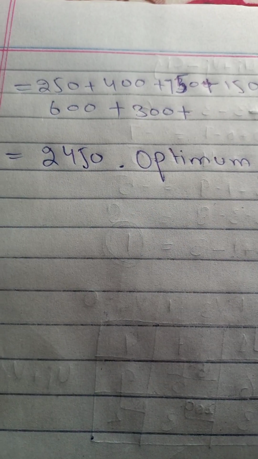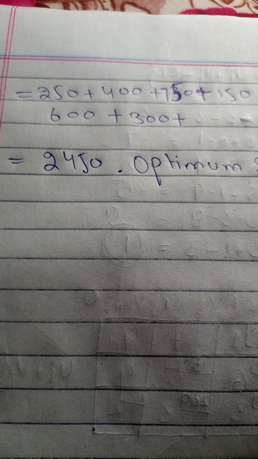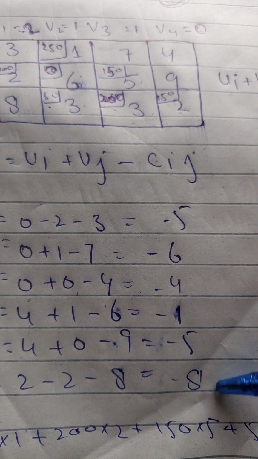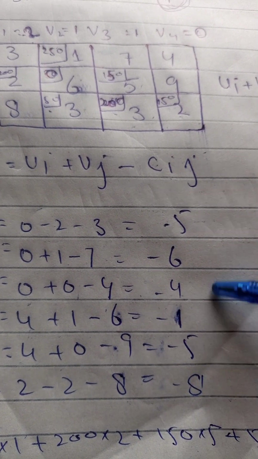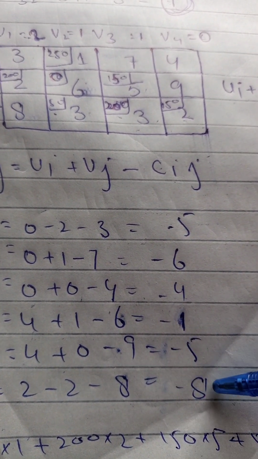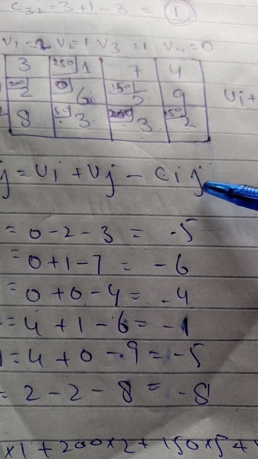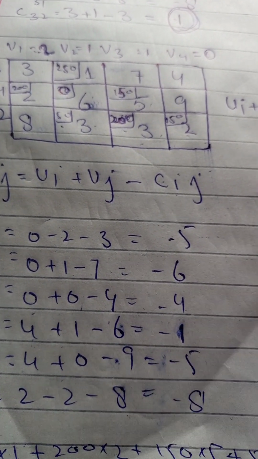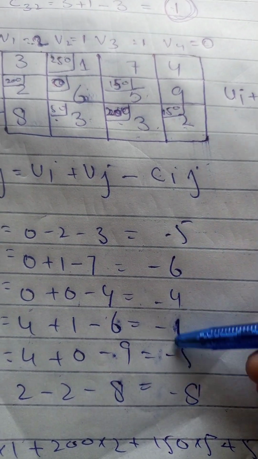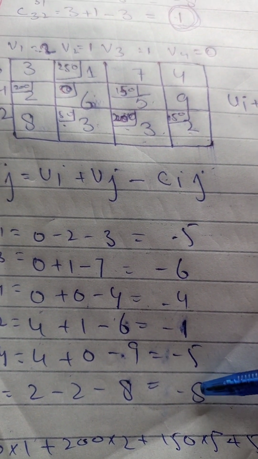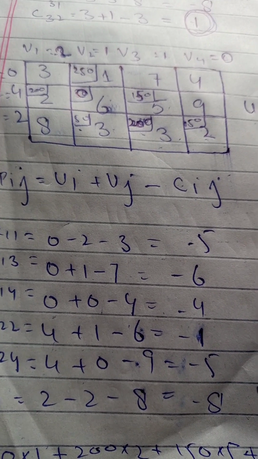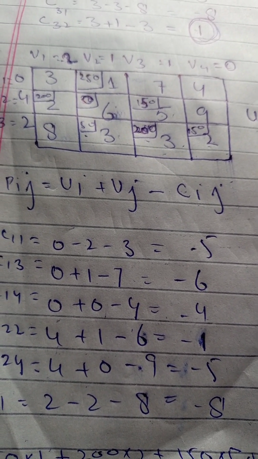If any single penalty remains positive, you need to find the values of u and v. Then this equation and this alteration is required. When you obtain all the values negative, it means you have obtained the optimum solution. Students, this is the complex method of the transportation problem.